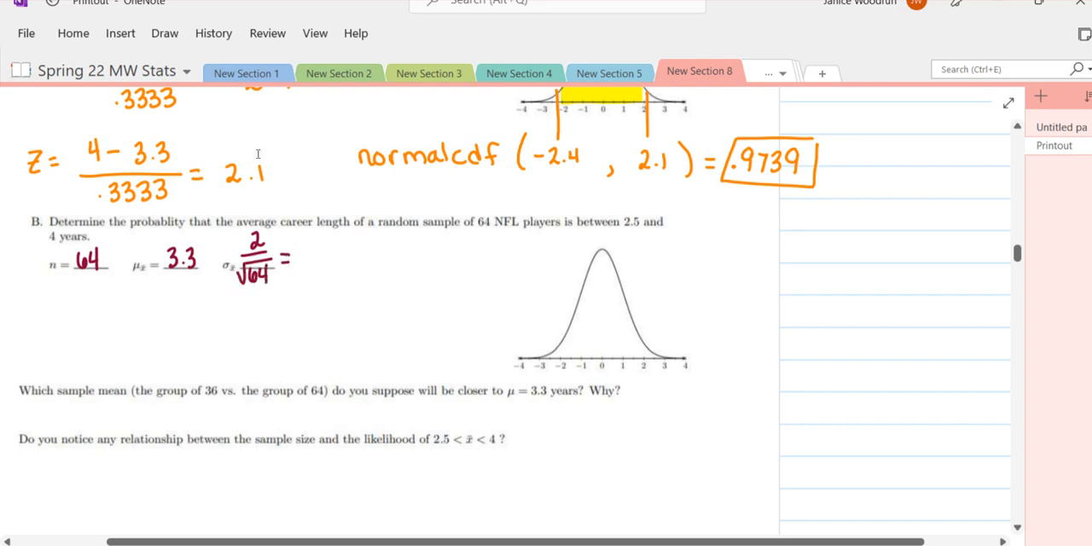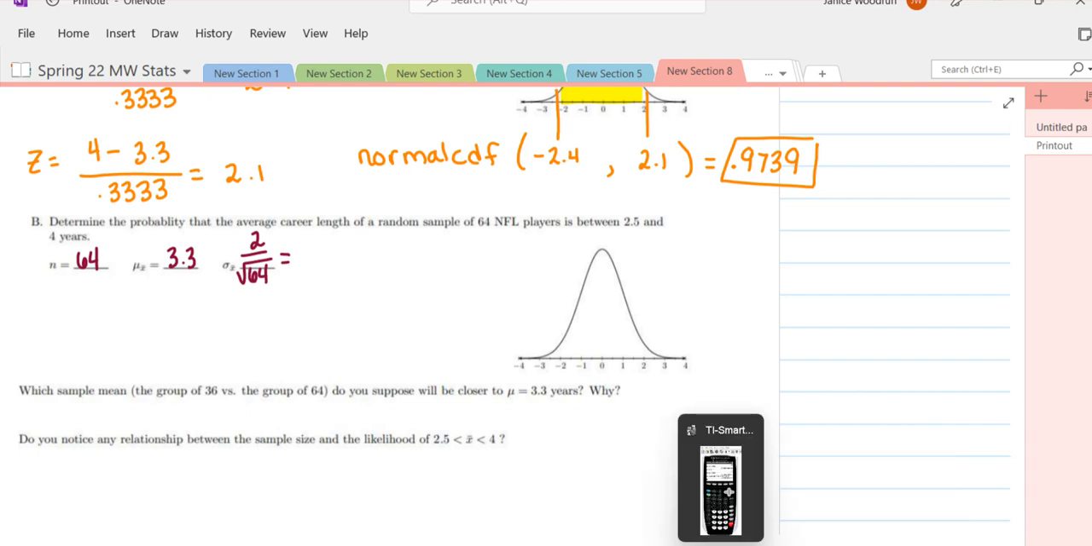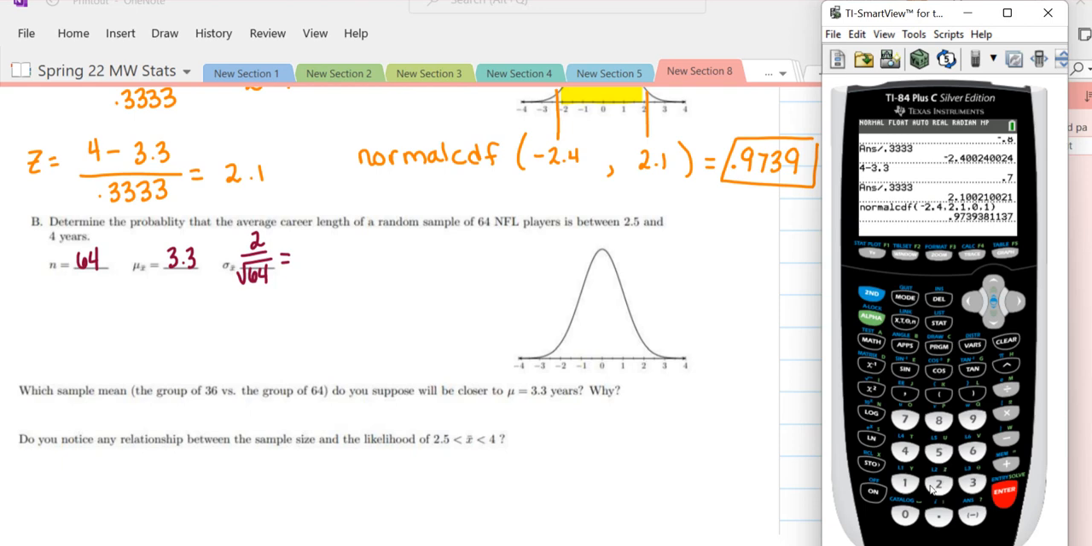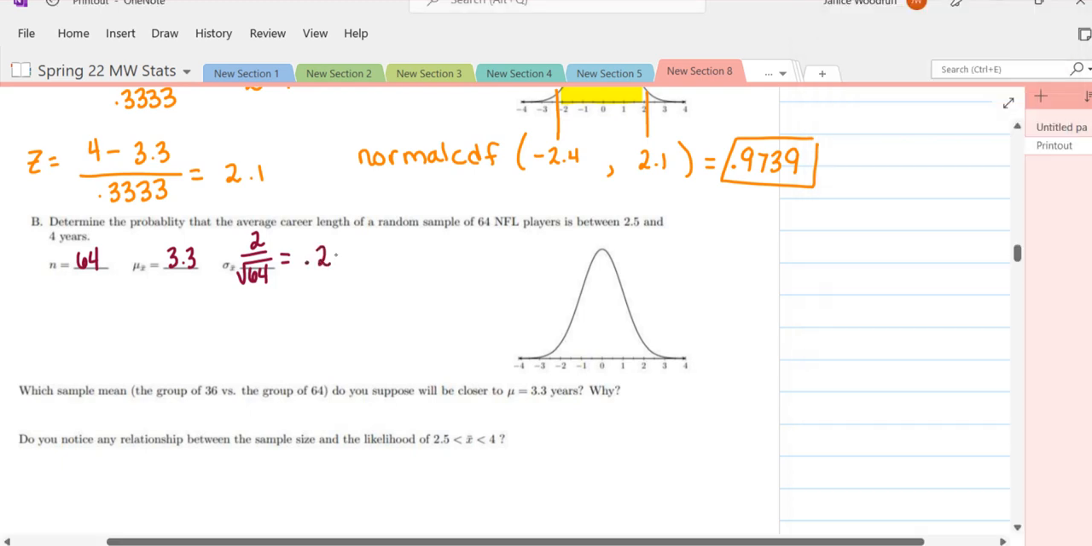So I think that's 2/8, 1/4. So that should be 0.25. Yeah, so this is 0.25 instead of 0.3333. Then we'll do our z-scores. We want the probability that x is between 2.5 and 4 years.